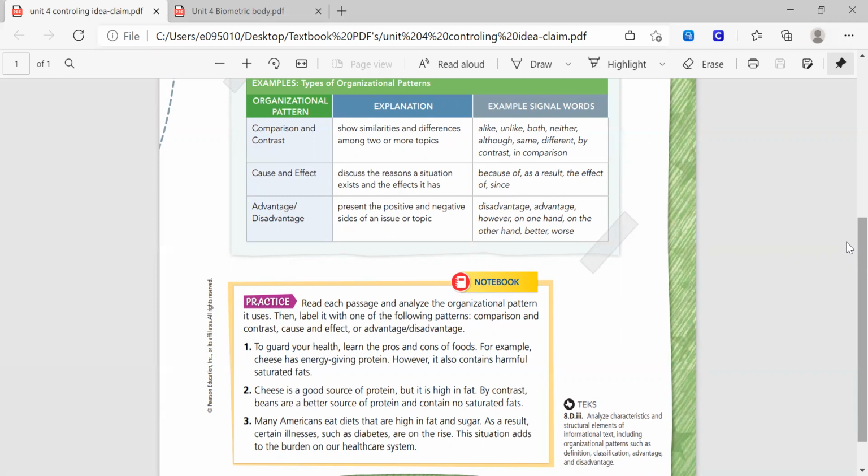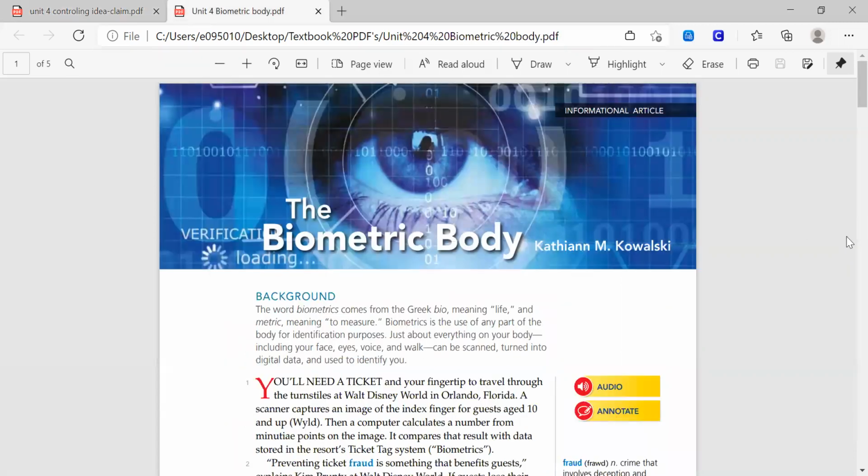Looking back up at the chart, we can tell that number 3 is going to be a cause and effect. Again, look at those example signal words and you see the words "as a result." Those words are also found in the example of number 3. So great job, students.